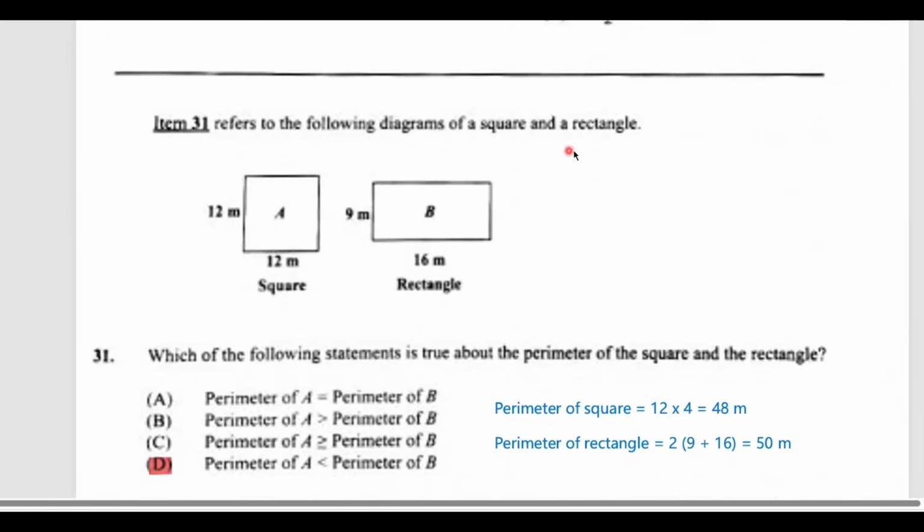31, refer to the different diagrams of a square and a rectangle. Which of the following statements is true about the perimeter of the square and the rectangle? Sure. So what's the perimeter of the square? 12 by 4, right? Each side is equal. That's 48 meters. What's the perimeter of the rectangle? It would be length plus breadth by 2, right? So it's 9 add 16, which is 25, by 2 is 50 meters. So you can see the perimeter of A is less than the perimeter of B. That's D.